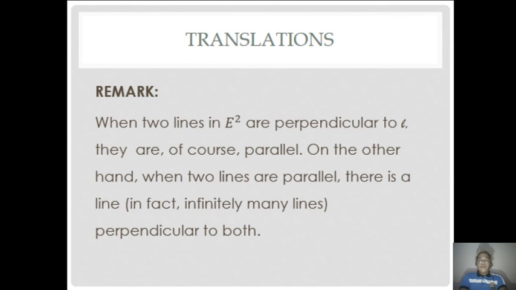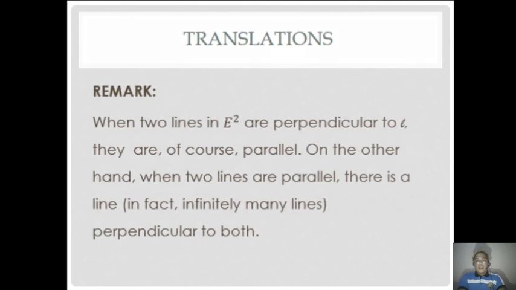Now we have here our remarks. When two lines in the Euclidean plane are perpendicular to L, they are of course parallel. On the other hand, when two lines are parallel, there is a line, in fact infinitely many lines, which are perpendicular to both.